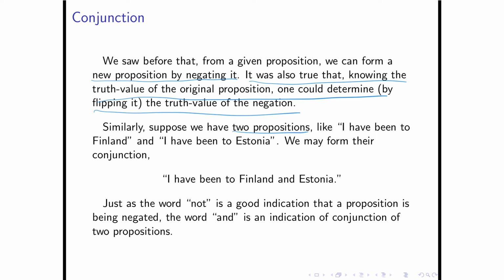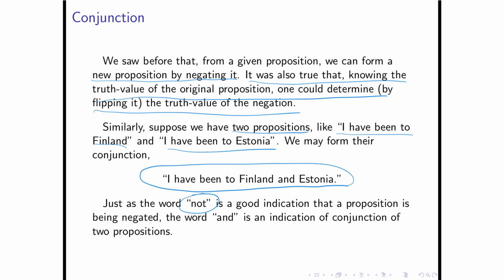Now let's consider the situation that you have two propositions. Let's take the examples, I have been to Finland and I have been to Estonia. Their conjunction is a new proposition that we form from them, and it is the proposition, I have been to Finland and Estonia. And so that kind of tells you what a conjunction is. Words can often indicate which construction a given proposition is. So just as we saw with negation, the word not is often an indication that a proposition is being negated. Well, the word and often signals conjunction.